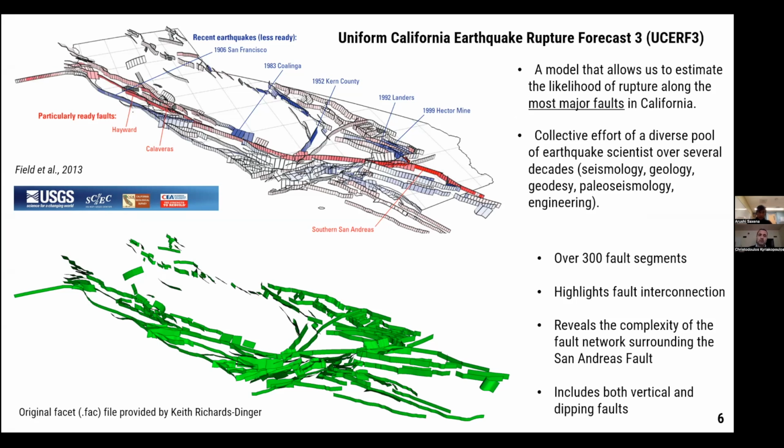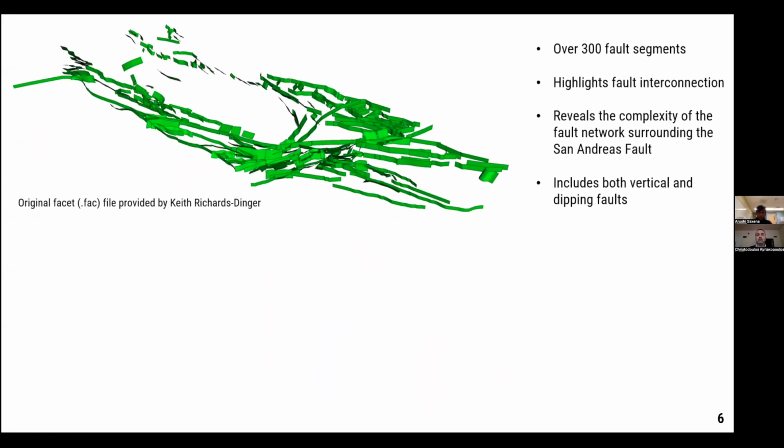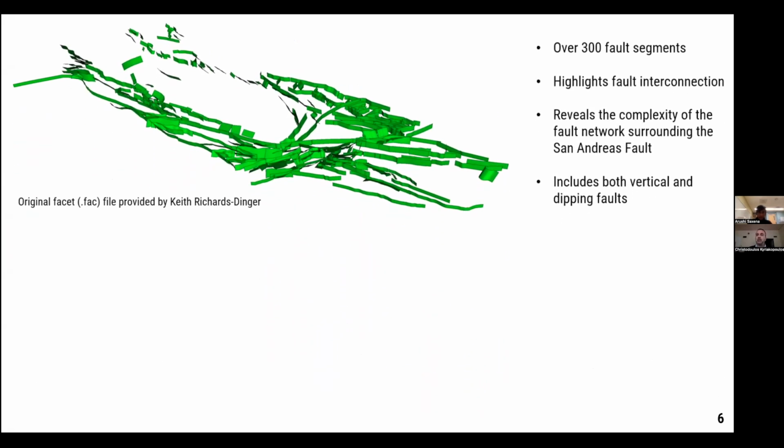And what I was most interested in and attracted to in this model was how nicely it represents the complex fault network in California around the San Andreas. This particular model here has over 300 fault segments. And I was lucky at the time, when I was at the University of California, Riverside, to work with Keith Richards-Dinger and Jim Dieterich, who were already using the geometry of UCERF for their earthquake cycle simulations.